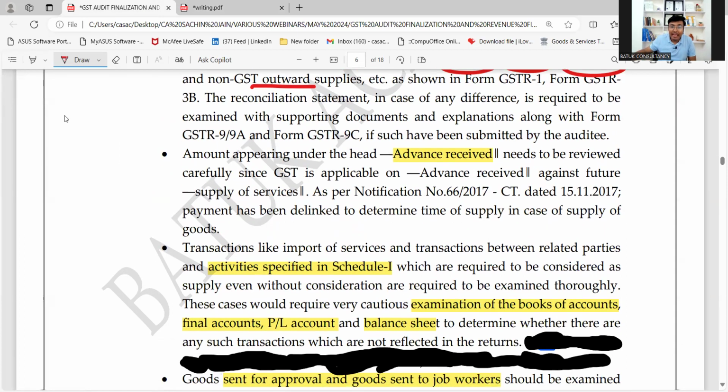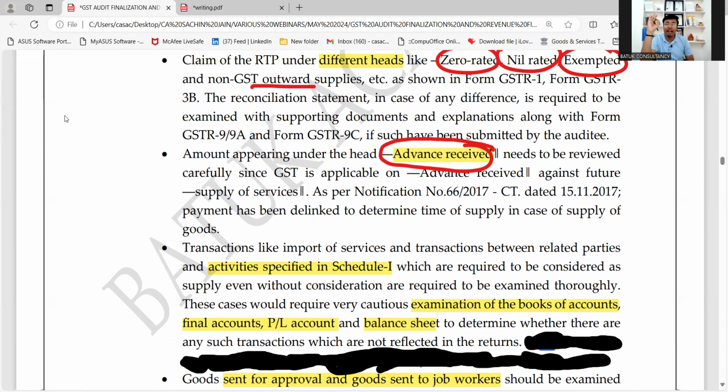Next, if there is any advance received, how will you identify that advance received? For that purpose you have to analyze the balance sheet. In the balance sheet, under advances, if you find certain advances amount under loans and advances, in that case you just need to ask what this advance is for. If they say this advance is for goods, in that case okay. But if that particular advance is for services, in that case you need to check whether GST has been paid or not.